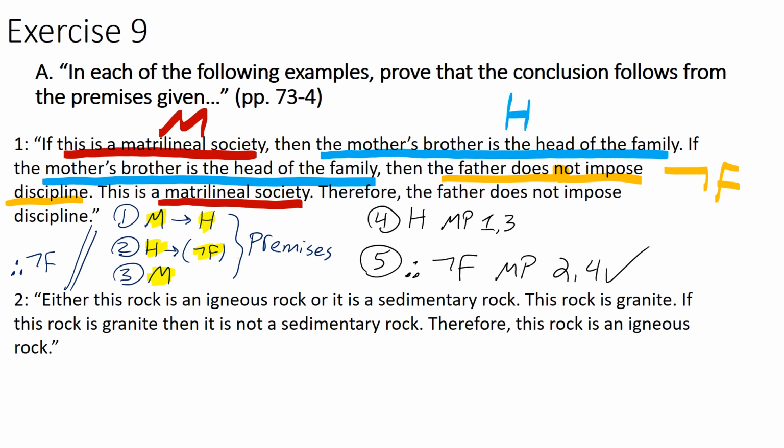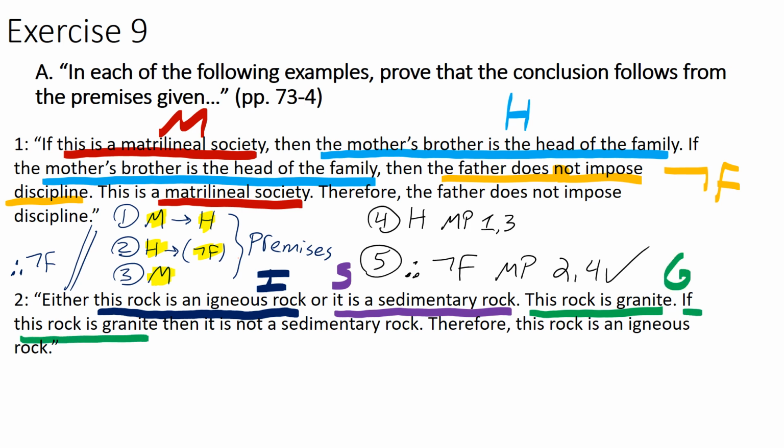Let's look at the argument. So we have a disjunction first. Either this rock is an igneous rock, we'll give that an I, or it is a sedimentary rock, we'll give that an S. This rock is granite, we'll give that a G. If this rock is granite, then it is not a sedimentary rock, therefore this rock is an igneous rock.